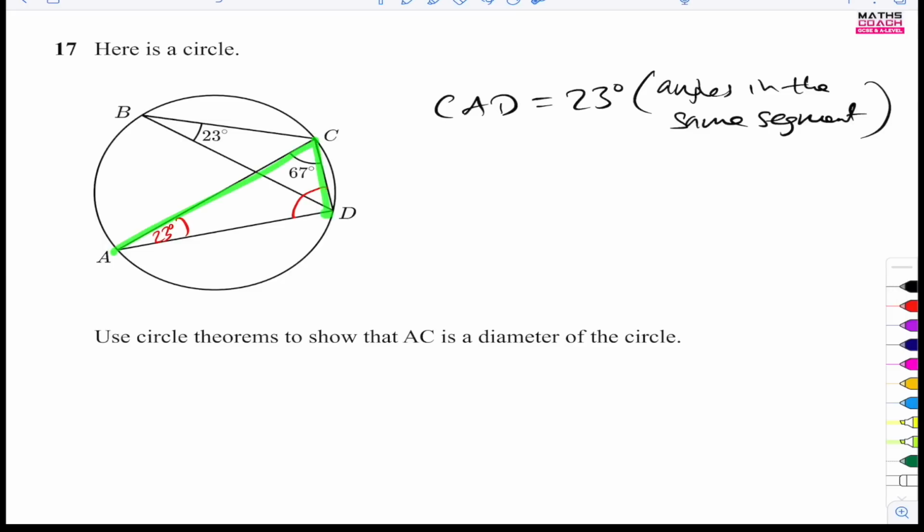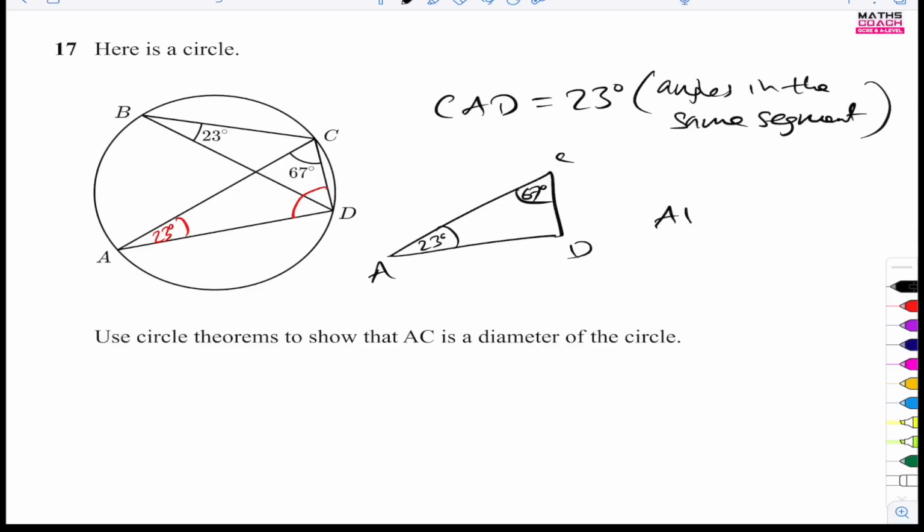Now look at this. See that? You've got a little triangle there. So let's draw that triangle so you can see a little bit more clearly. So that's C, that's D, and that's A. We just found this is 23. We've been given this as 67. Let's see what this angle here is.